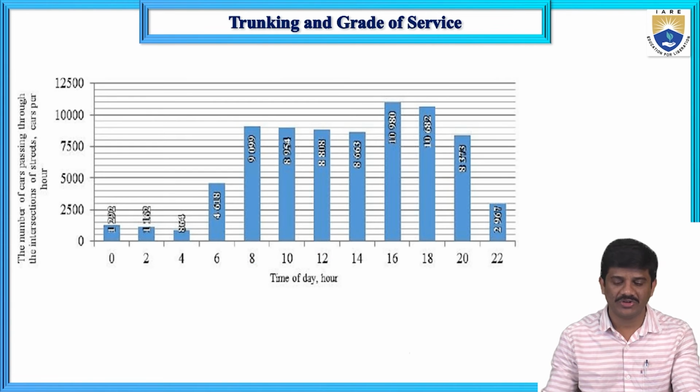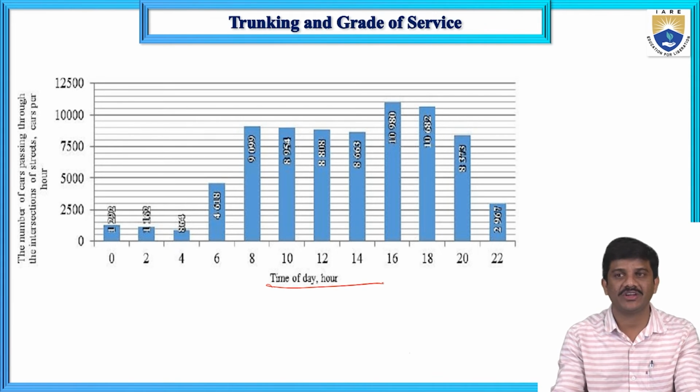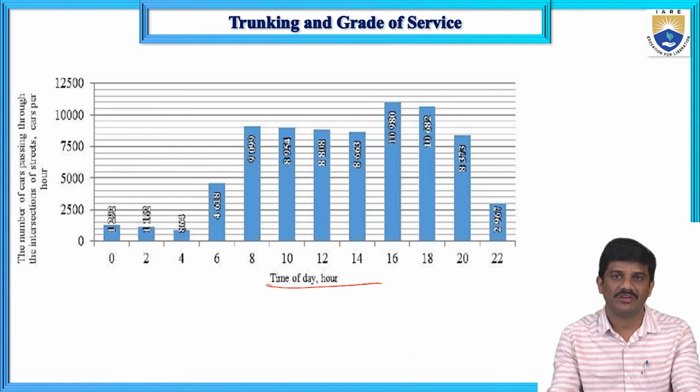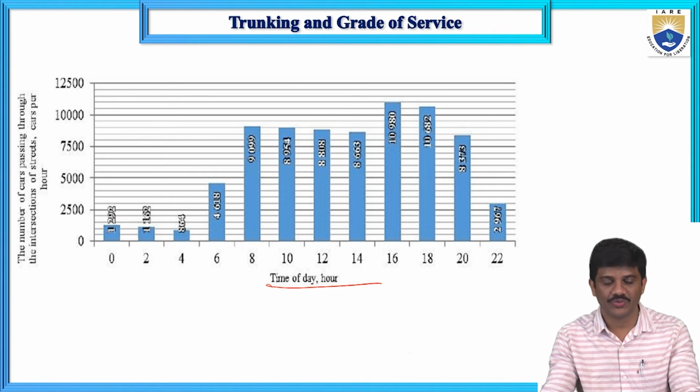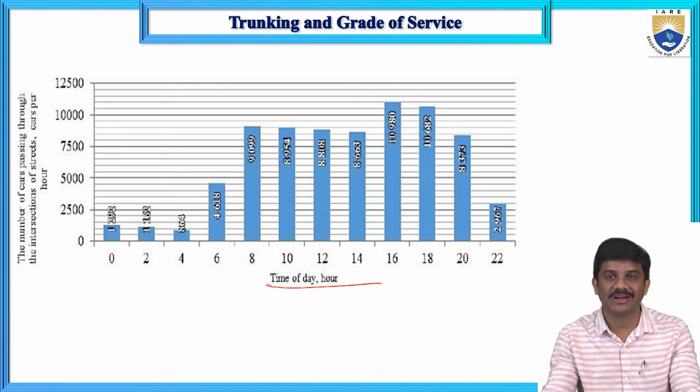Okay, coming to here, you can observe. This is the number of cars passing through the intersection of the streets, on a cars per hour basis. This is the time of the hour. For example, here we can consider 24 hours, a single day. Coming to the 0th hour, that is 12 a.m., there we have 1292 calls. Coming to 2 o'clock, that is 1162. Coming to 4 o'clock, 864.